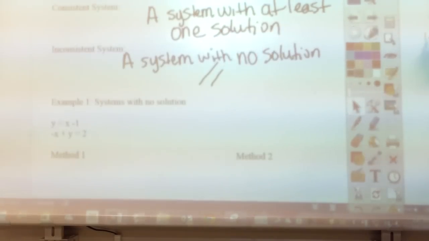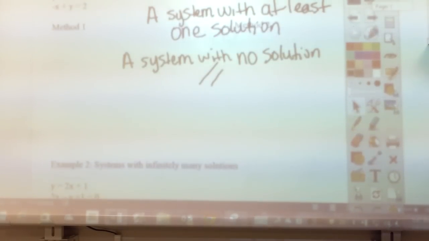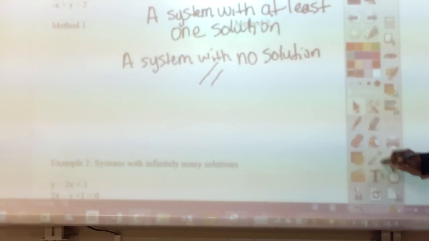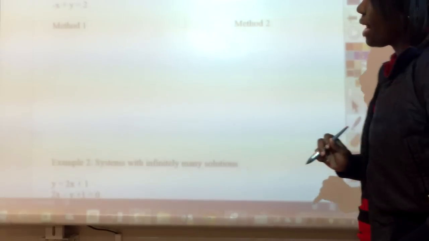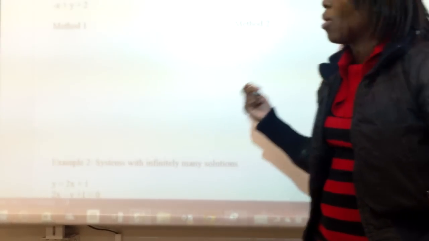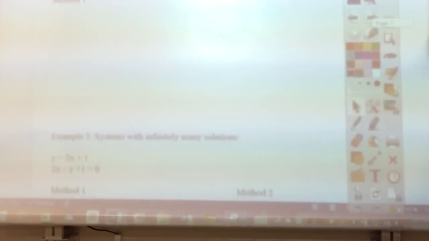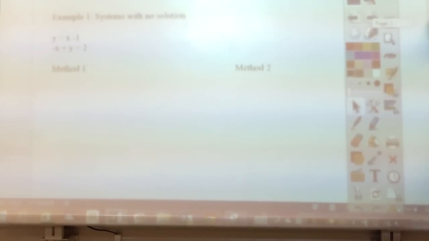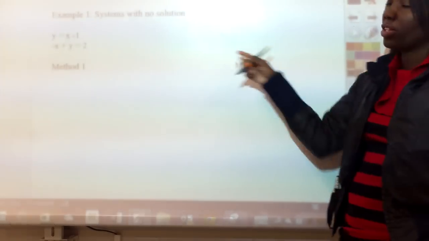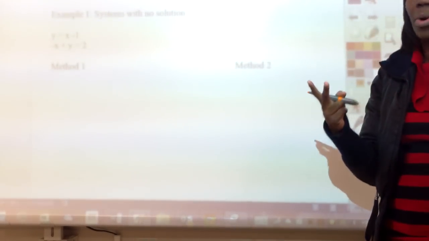So we're going to look at some problems kind of like what we did last week and finished up on yesterday. And we have these two examples, y equals x minus 1 and negative x plus y equals 2. And I'll scroll down a little bit because you can't really see it. About right there. And it says to solve these two systems with no solution two different ways.